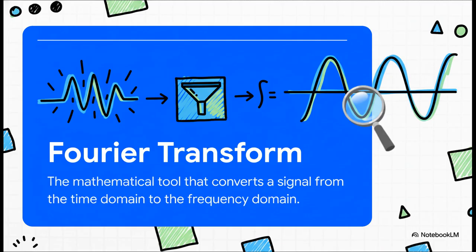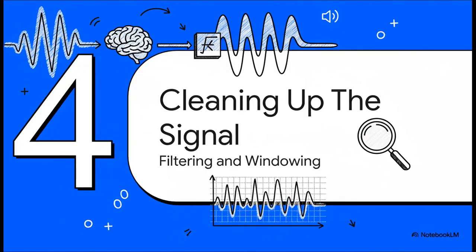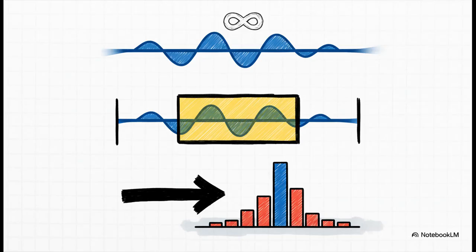It takes our time-based signal and gives us back that beautiful frequency recipe, showing us the exact strength of every single sine wave hiding inside it. So now that we can see the recipe, we can start to clean it up. Let's be real. Real-world signals are never perfect. So let's take a look at how we can isolate the parts we care about and get rid of all the junk.